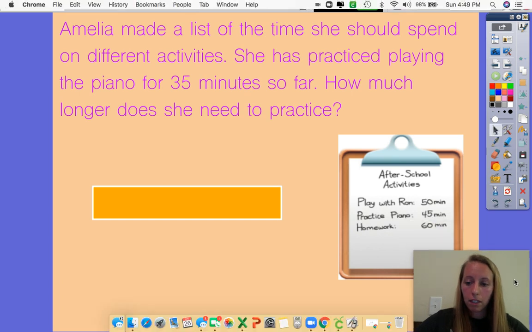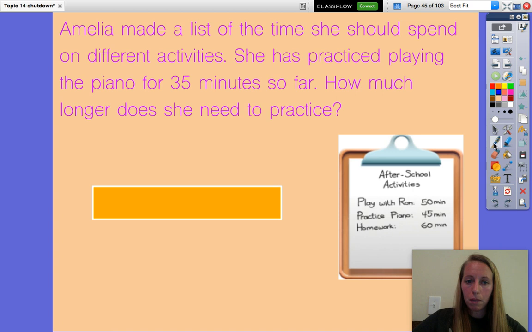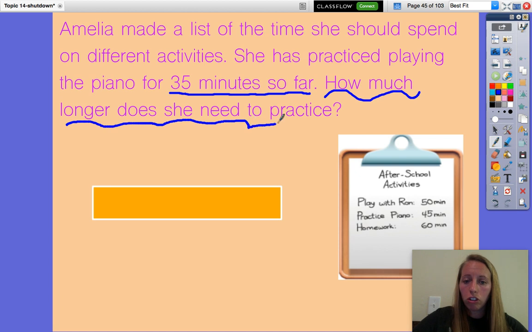Amelia made a list of the time she should spend on different activities. Her list is right here. She practiced playing the piano for 35 minutes so far. 35 minutes so far. That means she already did it, right? How much longer does she need to practice? I'll squiggle underline my question so I know I could refer back to it if I need it.